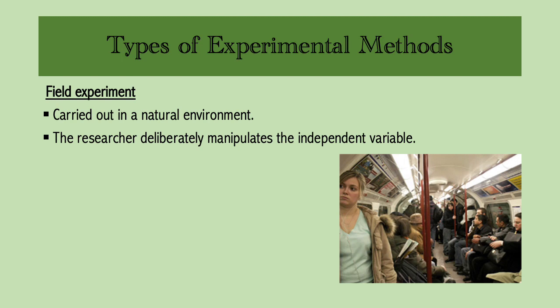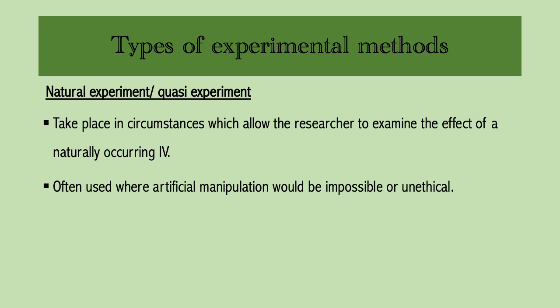Okay? Alright. Now, the third type of experimental method is natural experiment, also known as quasi-experiment. Okay, this one doesn't have anything to do with the setting, whether in the lab or outside. It doesn't have to do with that. Natural experiment is when, if you look at the bullet point, it takes place in circumstances which allow the researcher to examine the effects of a naturally occurring IV.